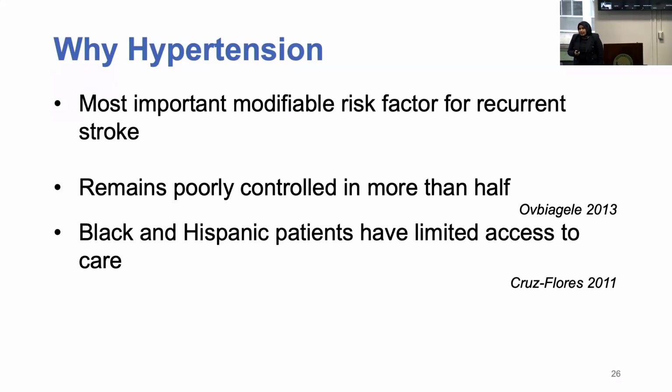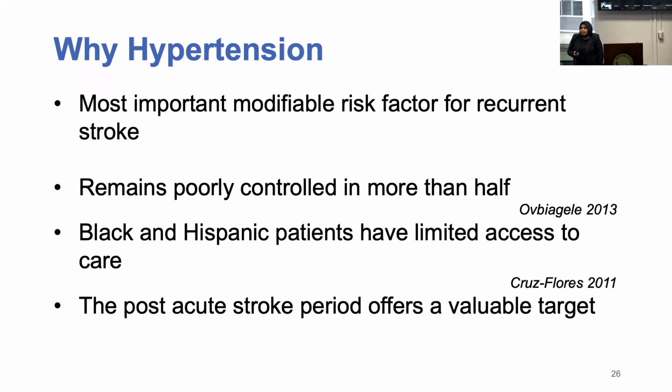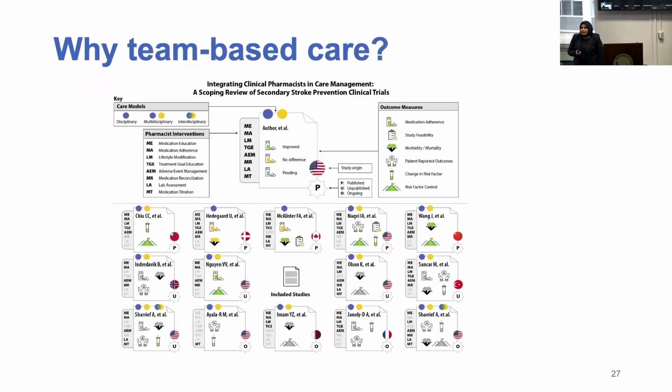And then, you know, the post-acute stroke care perhaps offers a valuable target. Why are we thinking about team-based care for these individuals? This is a graphic abstract that puts together all the interventions that are currently ongoing, thinking about pharmacist engagement in post-stroke interventions. And there's clearly quite a few, but has it made it to guideline yet? The answer is no. And that is because they're so variable, but they're also so under-recognized as being important to the value added when it comes to care management.